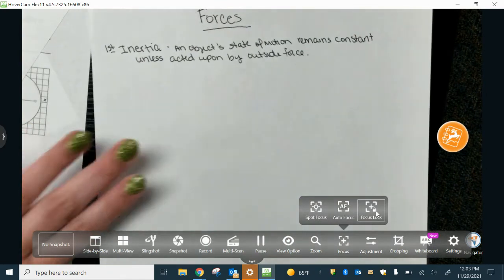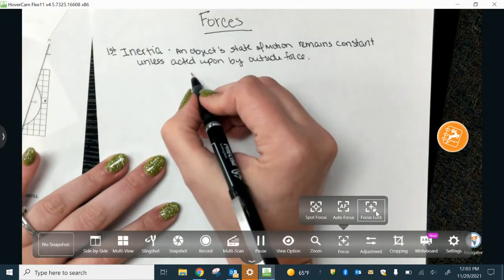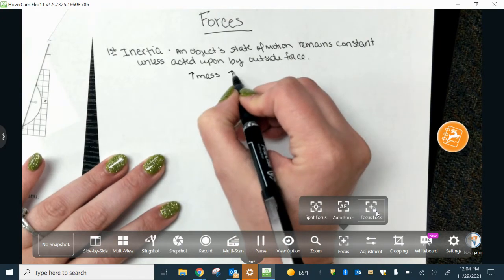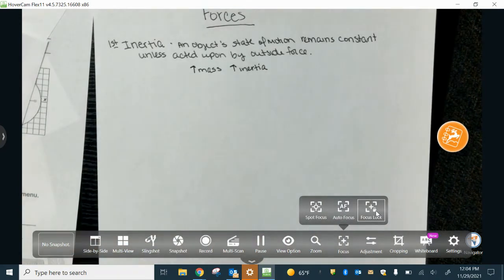Okay, remember that is an object at rest will stay at rest, an object in motion will stay in motion unless acted upon by an outside force such as friction or a push or a pull. As far as inertia goes, the more mass that you have, the more inertia you have. It requires more outside force to get a refrigerator moving than it does to get a basketball moving. You have to apply more force to the fridge. So the more mass there is, the more inertia.